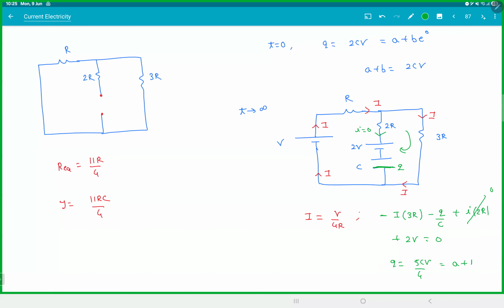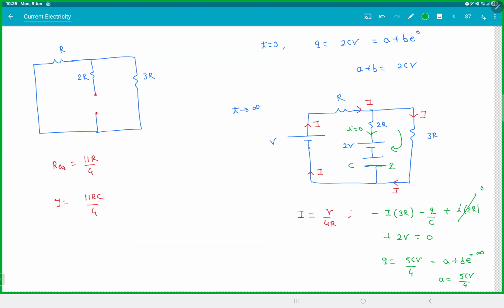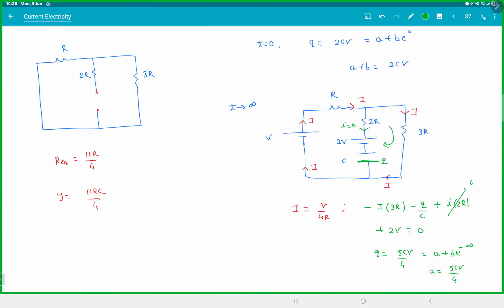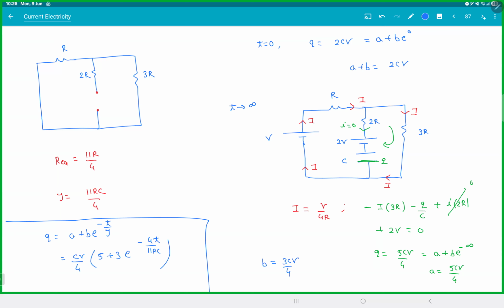And this is nothing but A + B e^(-infinity). So A is 5CV/4. There you got everything. Now substitute the values. Q is equal to A + B e^(-t/tau). If A is 5CV/4, then B will be 3CV/4. So take out CV/4 common, you'll get CV/4 times (5 + 3 e^(-4t/11RC)). Got that?